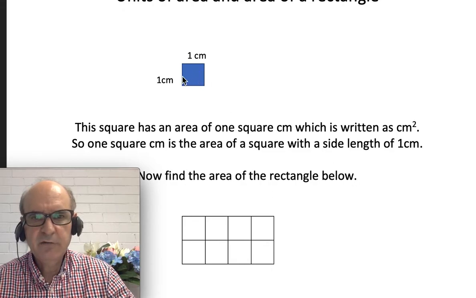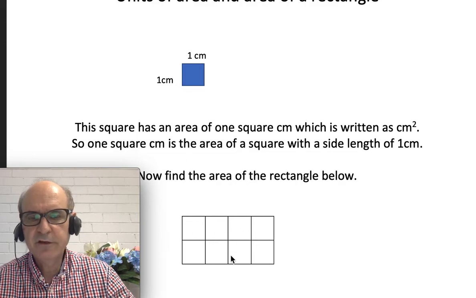How many of these squares can you fit inside that? I'm sure your answer will be 8. As you can see, we have 8 of them. So the area of this rectangle is 8 square centimeters.